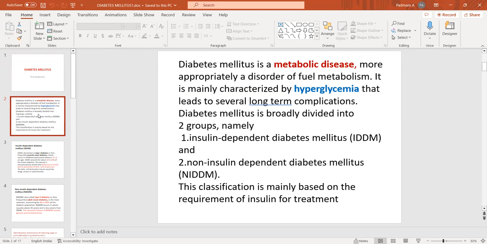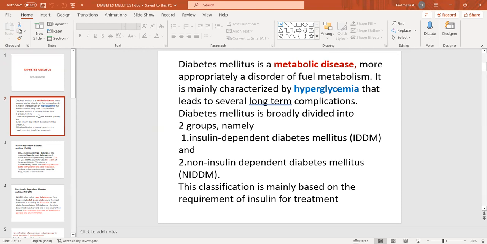The normal blood sugar level is 70 to 110 milligram per deciliter. If the level of glucose is higher than the normal level, that condition is called hyperglycemia. If the level of glucose is less than the normal level, it is called hypoglycemia. That is related to diabetes mellitus.